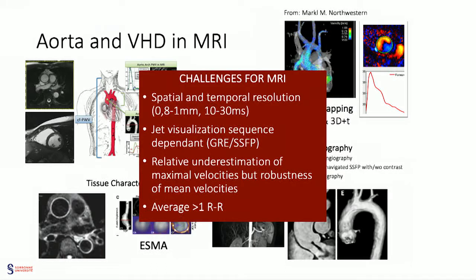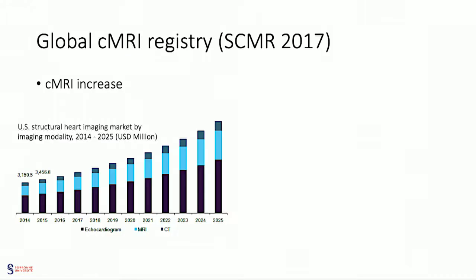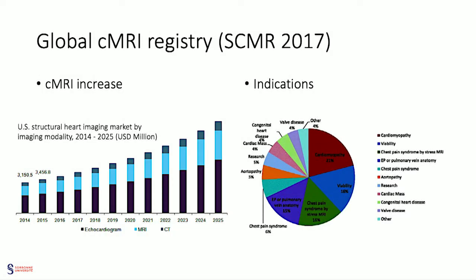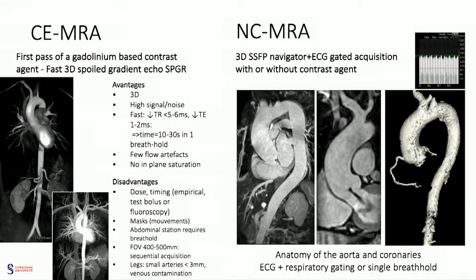There are challenges, though. Spatial and temporal resolution remain an issue, although we can work at 0.7 millimeters isotropic, and we can also reach less than 10 milliseconds of temporal resolution. Jet visualization for the valve is also sequence dependent, and there's a relative underestimation of maximal velocities, as we'll see, and we still have to average cardiac cycles. Nevertheless, there's an increase in the use of MRI, overall cardiovascular MRI, and basically the aorta accounts for between 5 and 10% of those acquisitions, and this is increasing.